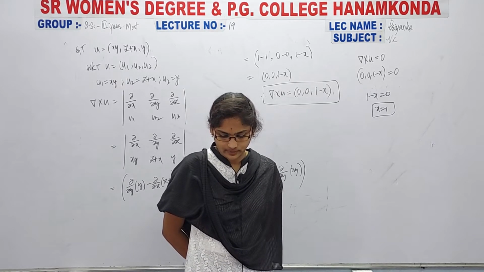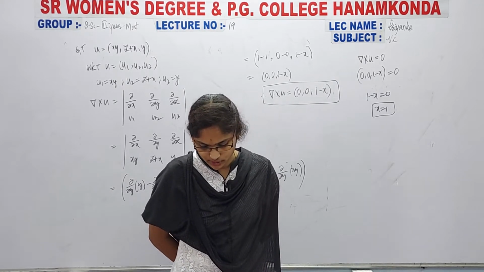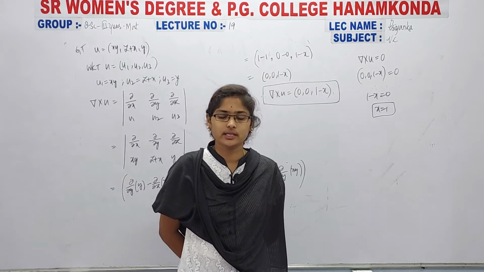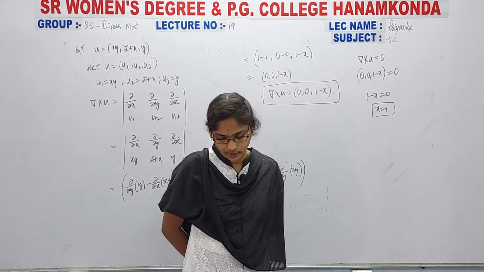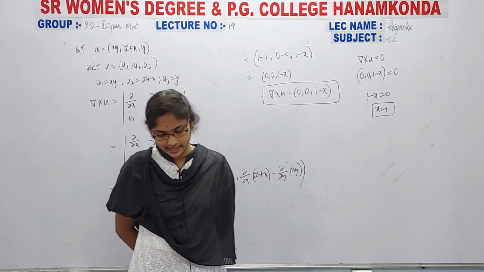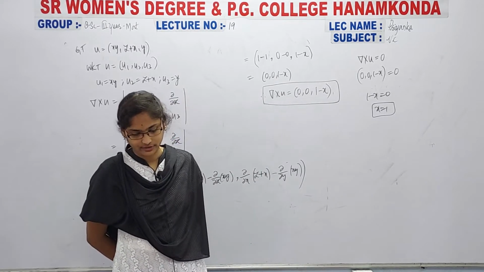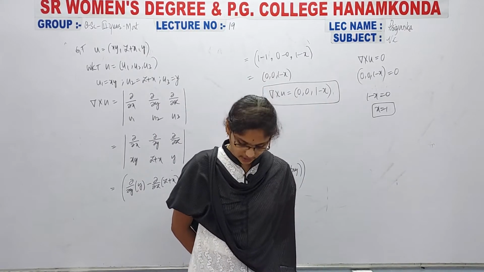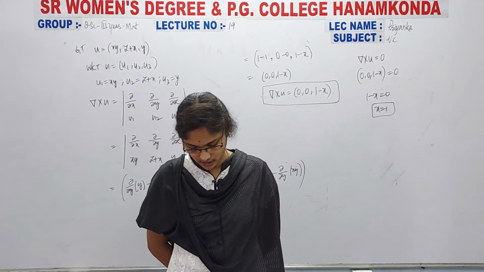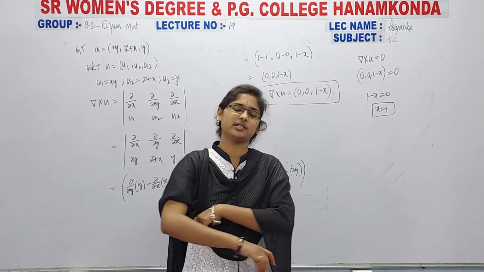Right, in the next line. This curl u is related to the rotation or twisting of the vector field u. Next, change the line. We can say that it has some proof also.